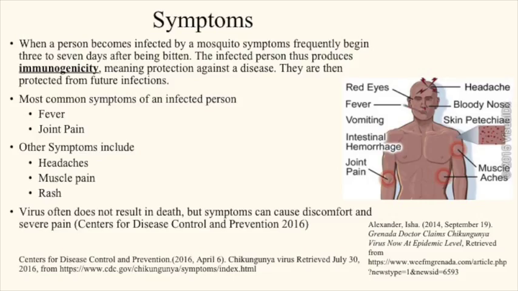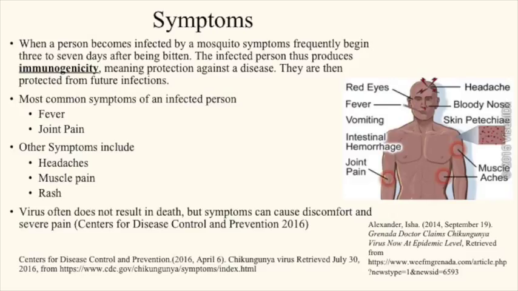So my name is Laverne, and I'll be talking about the symptoms, transmission, and the 3 levels of prevention for the virus. So for symptoms, when a person becomes infected by a mosquito, the symptoms frequently begin 3 to 7 days after being bitten. The infected person thus produces immunogenicity, meaning protection against a disease. They are then protected from future infections, so they are less likely to contract the virus again.